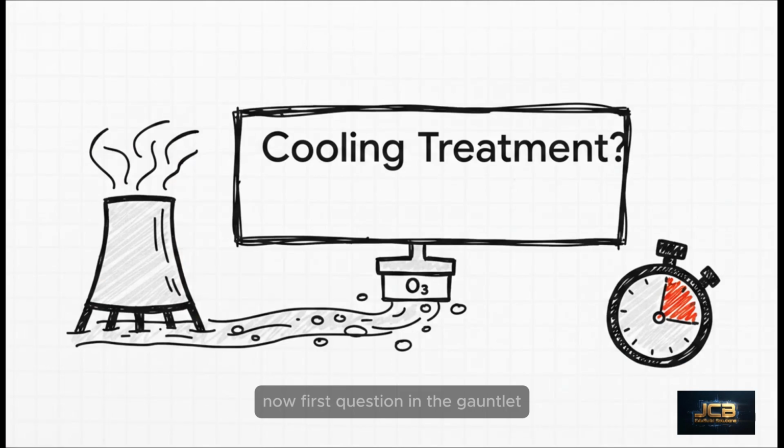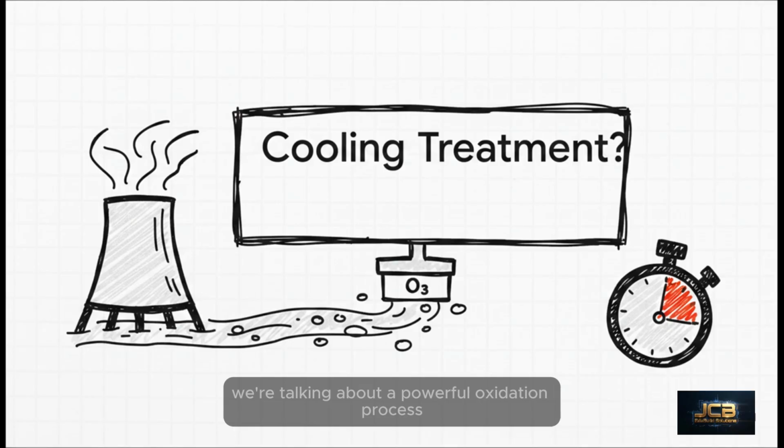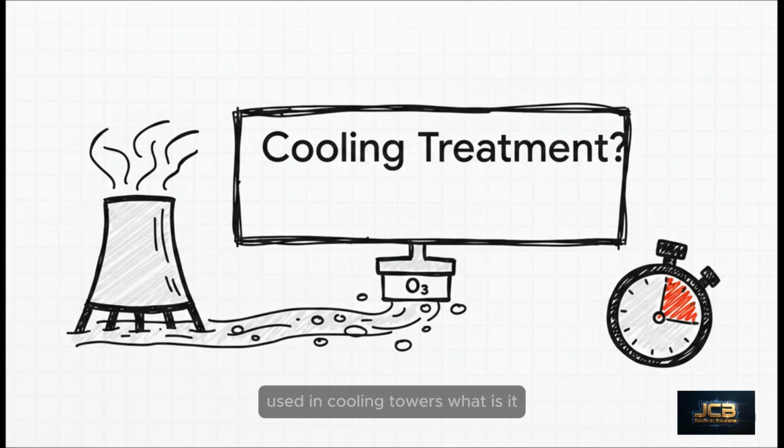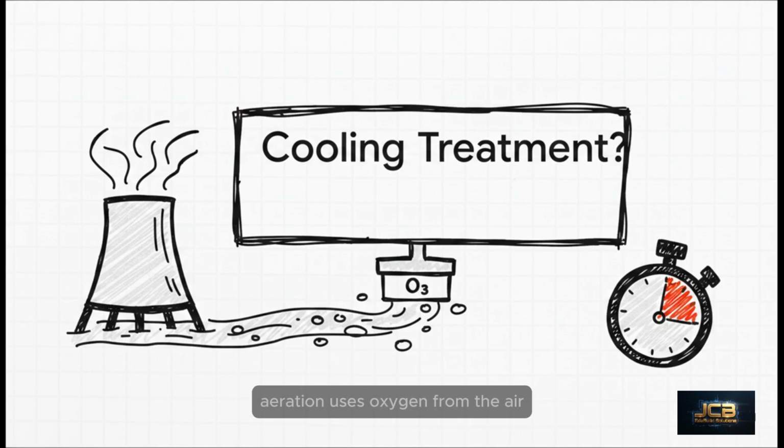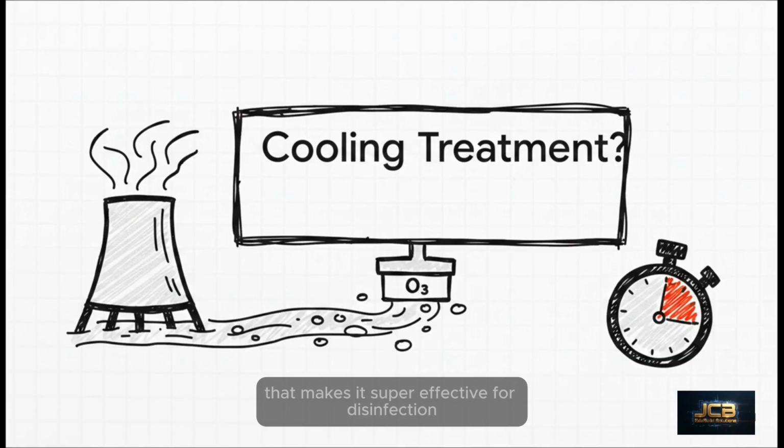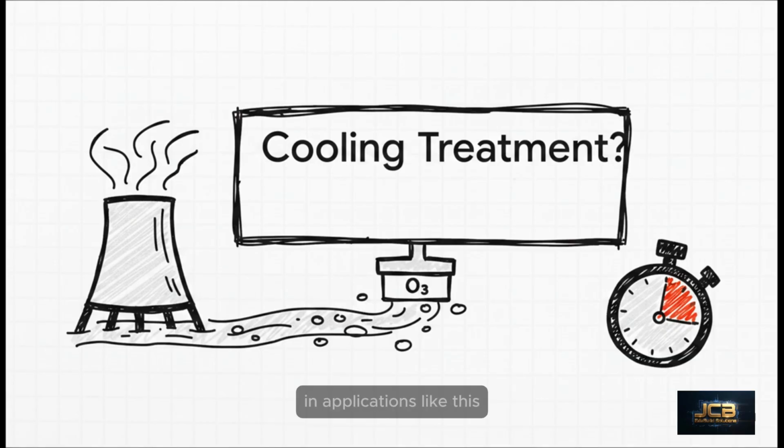First question in the gauntlet. We're talking about a powerful oxidation process used in cooling towers. What is it? You've got 5 seconds. The answer is de-ozonation. Here's the key difference you need to know. Aeration uses oxygen from the air, but ozonation injects ozone, which is a way more powerful oxidizer. That makes it super effective for disinfection in applications like this.